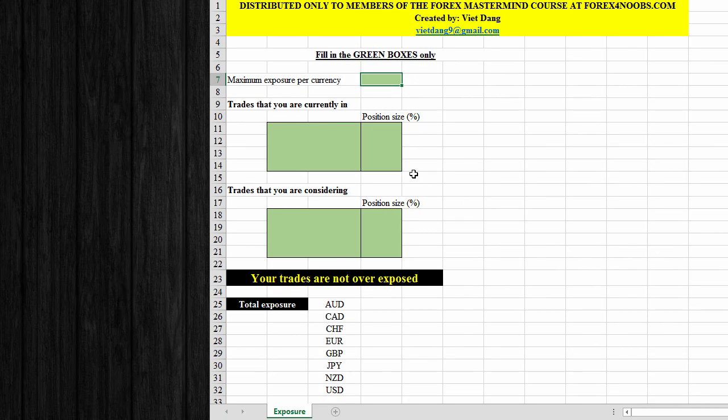Step 1. Set your maximum exposure. This is a personal choice and will differ from one trader to another. The strategy that you trade can impact this number. Speaking from my own experience, I have never been in more than 4 reversal trades at the same time in the last 3 years, but my trend following system often has 12 open trades at the same time.